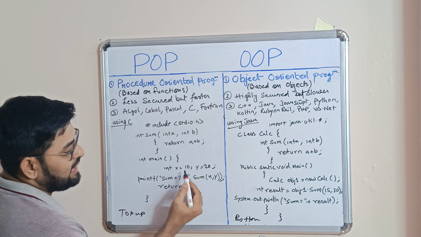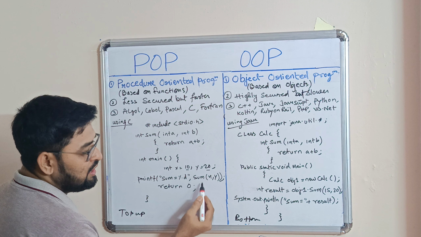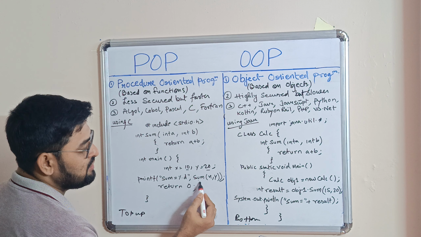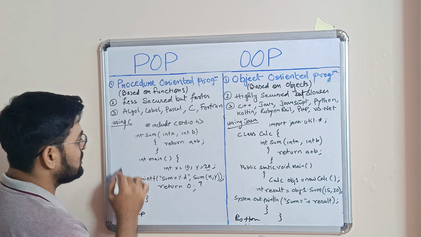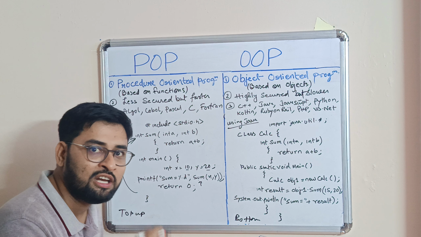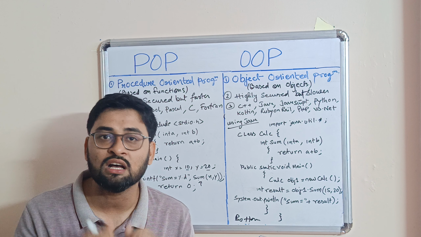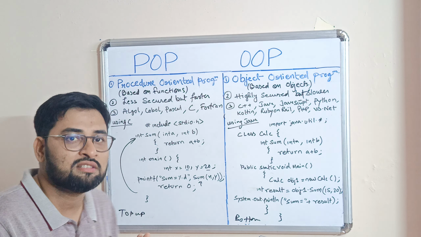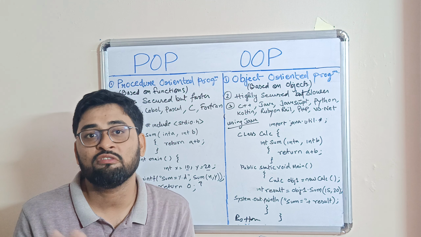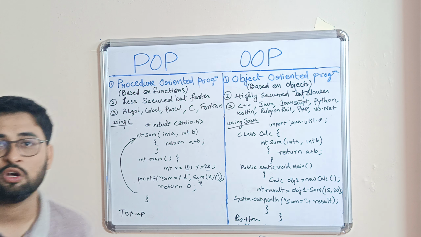What was the value of x? x is 10, y is 20, and sum is the function name. When you write sum, that means it will redirect to this function. So the function call is happening within the function. That is the concept of POP, a way of writing code in C programming which follows POP.